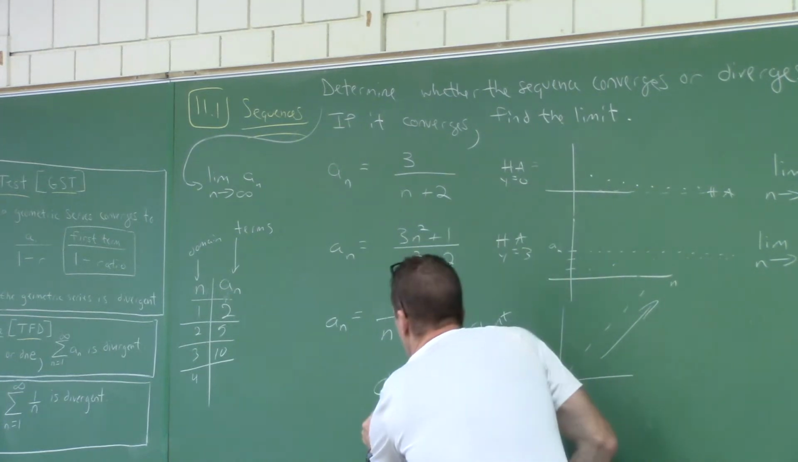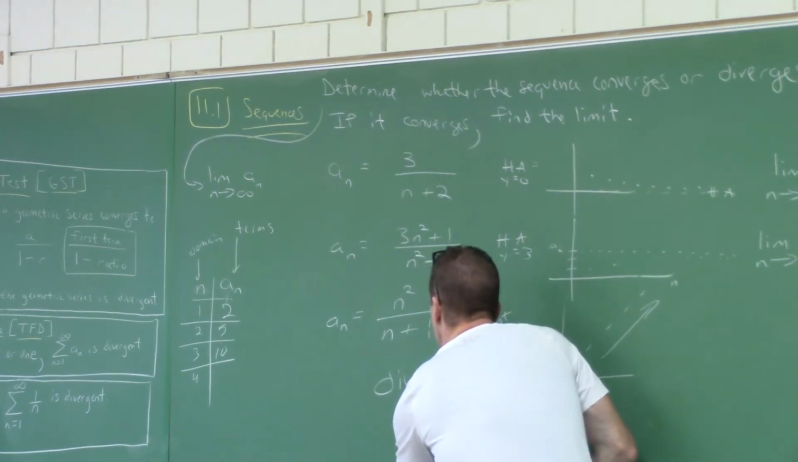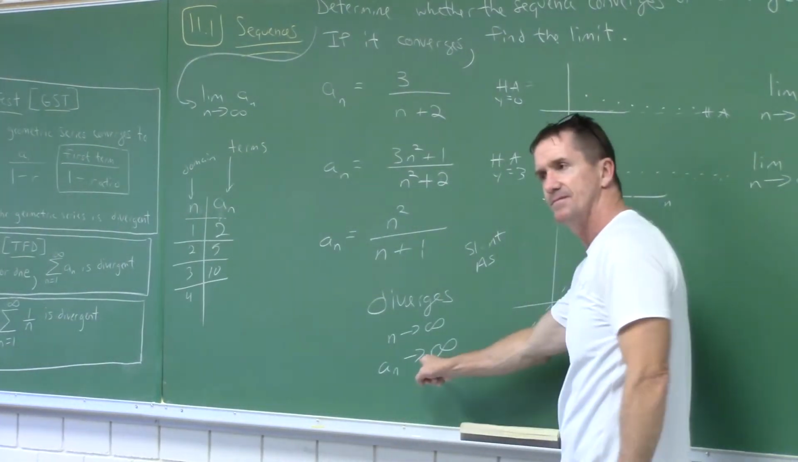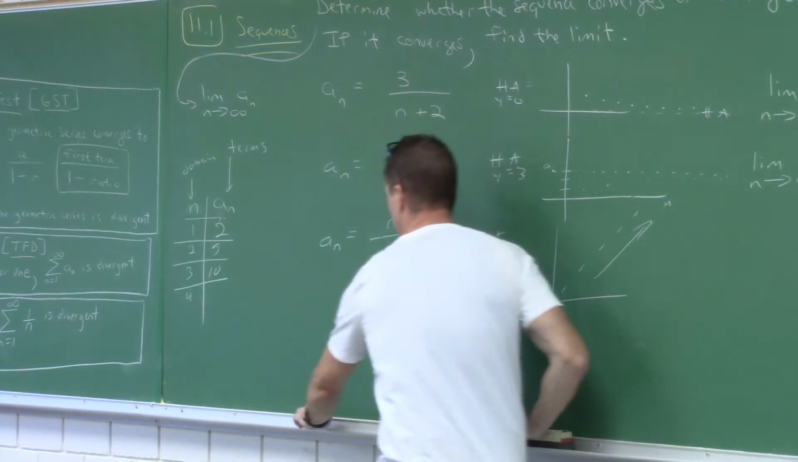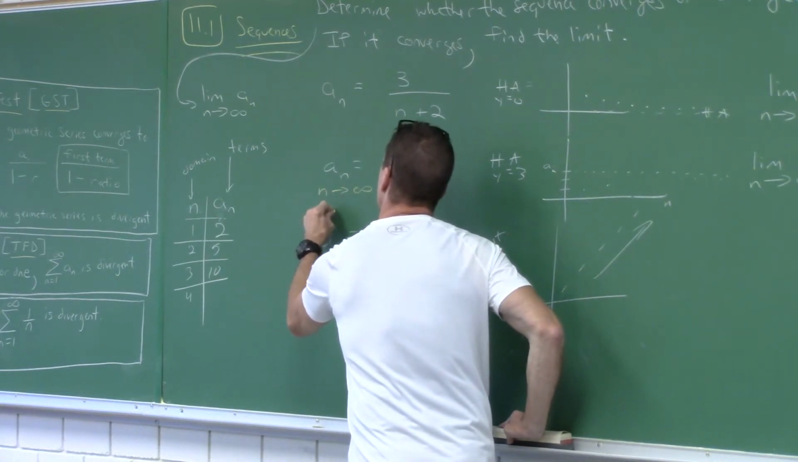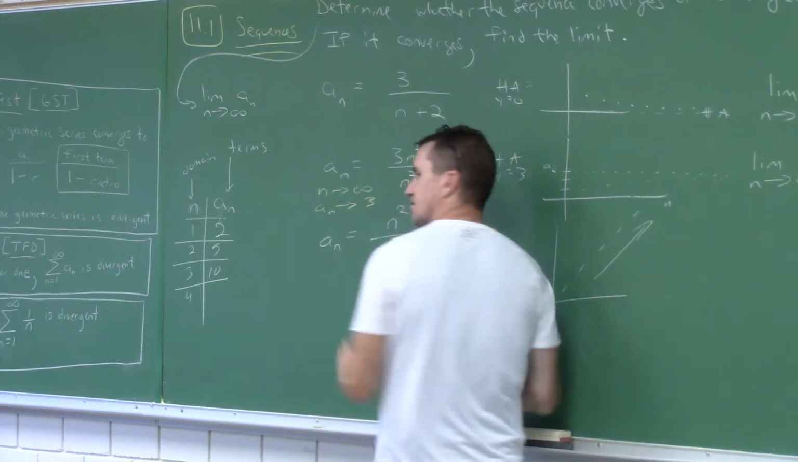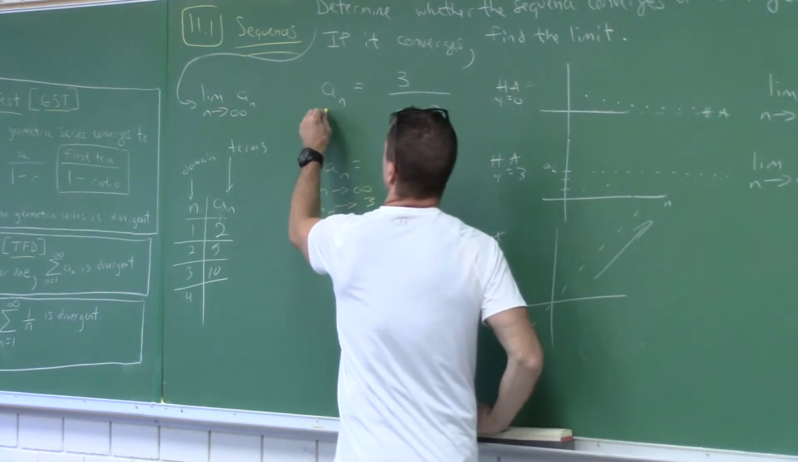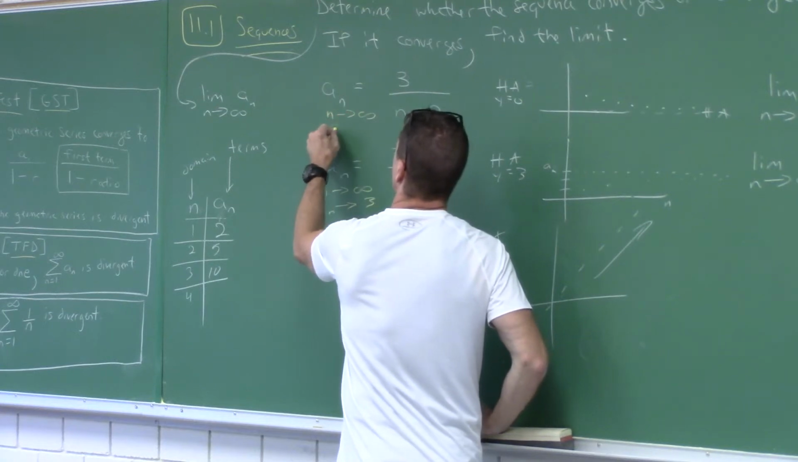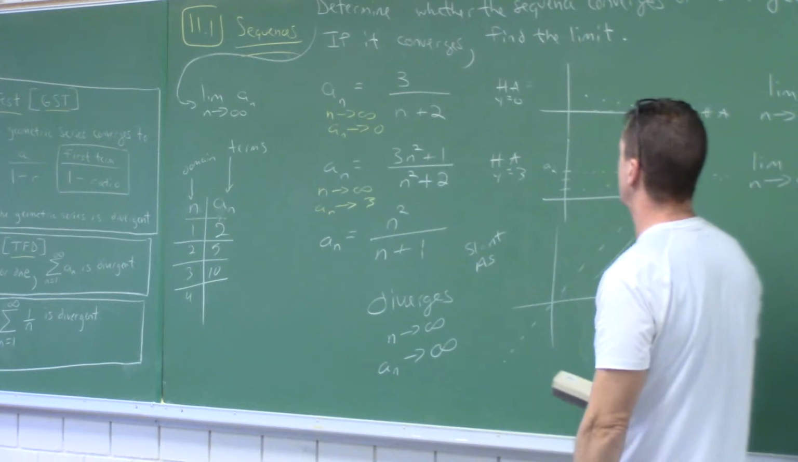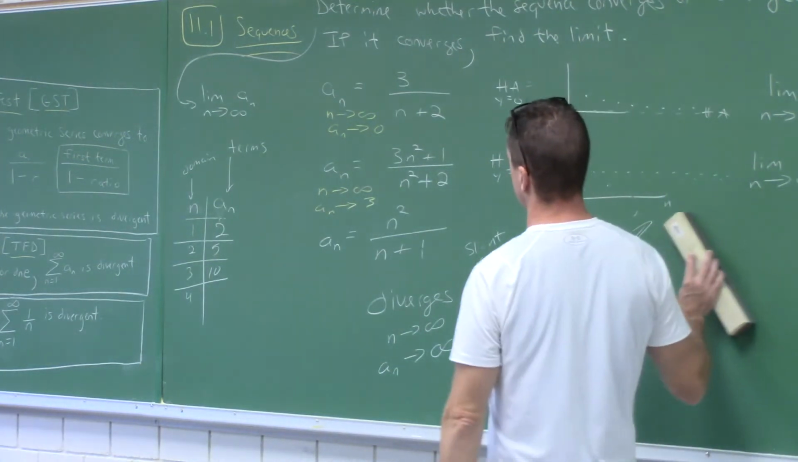As n approaches infinity, what's a sub n doing? You follow me? What's going on here? As n approached infinity, what happened to a sub n? It was approaching 3. That's notation you can use, little arrows. And what happened here? As n approached infinity, what was a sub n doing? It was approaching 0. Okay, so I'll leave that up here.